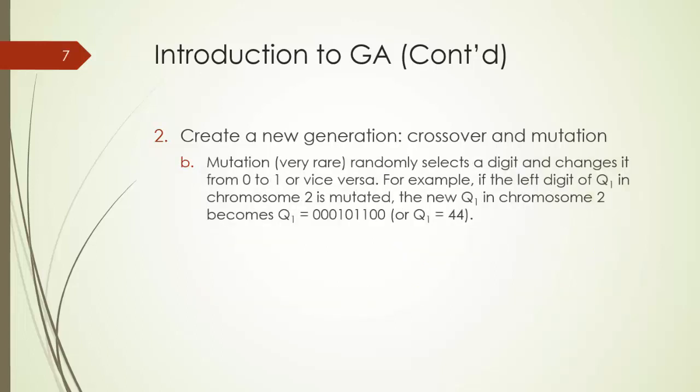Mutation is very rare. It randomly selects a digit and changes it from 0 to 1 or vice versa. For example, if the left digit of Q1 in chromosome 2 is mutated, the new Q1 in chromosome 2 becomes Q1 equals 0001 01100, or Q1 is equal to 44. As this example indicates, mutation can provide a dramatic effect leading to a completely different location in the feasible region. Therefore, an occasional mutation is useful for getting the algorithm unstuck.